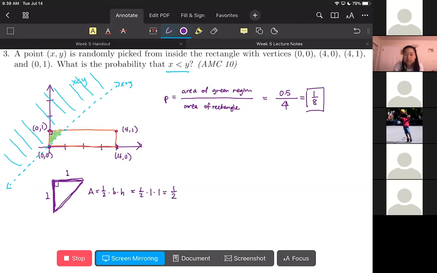Okay, thanks. Yeah, no problem. Intuitively, you can also think of it as completing a square to make a triangle. The area of the square is 1 because it's 1 times 1, and then the area of the triangle is half of it.